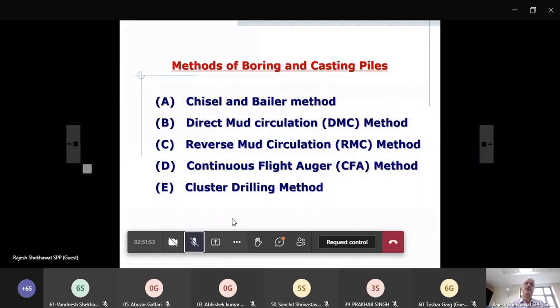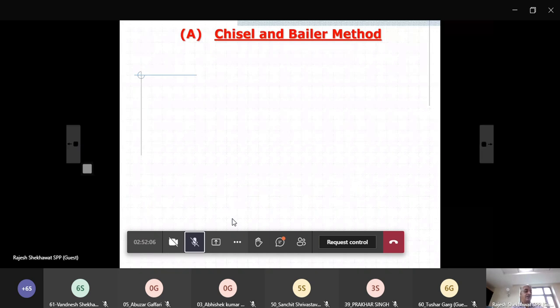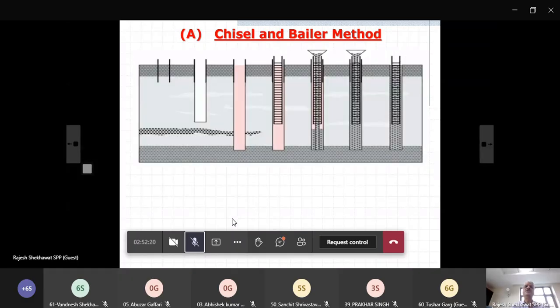These are the most commonly used methods. And as I told you, in most locations, 99.5% or maybe almost 100%, you will have bored cast in situ piles wherever piling is being done. So first, see chisel and baler. This is most common, at most of your sites, especially other than cities and most of the bridges, sometimes in cities also. This is the bread and butter of the piling system. Whatever piles we have done, mostly through this method.